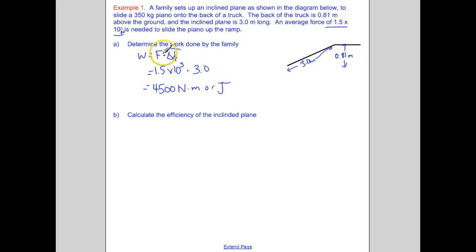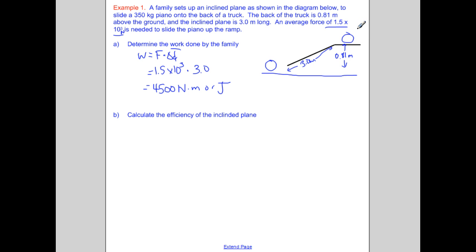And so now we've got our work done by the family. But what we want to know is, what's the total amount of work that needs to be done to get this piano? So the goal is, if this was our piano, we had to get the piano from the ground to the top of the truck. So what's the total amount of work or energy that needs to be transferred in order to do that?